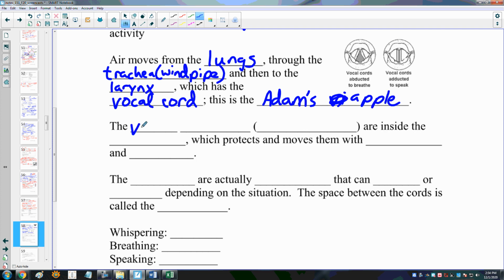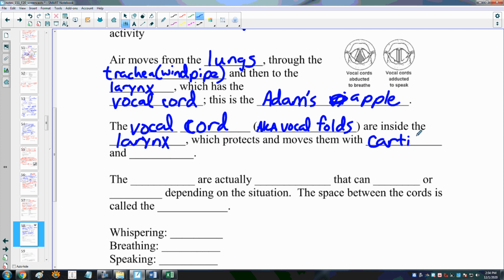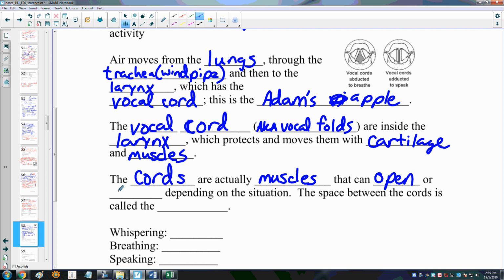The vocal cords, which are also called the vocal folds, are inside the larynx. And this larynx protects and moves them with cartilage and muscles. The cords are actually muscles themselves. These vocal folds or vocal cords can open or close depending on the situation. And the space between the cords is called the glottis.